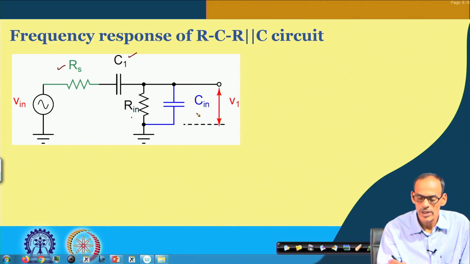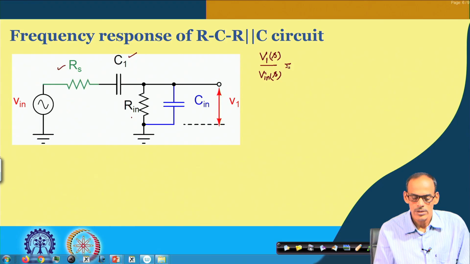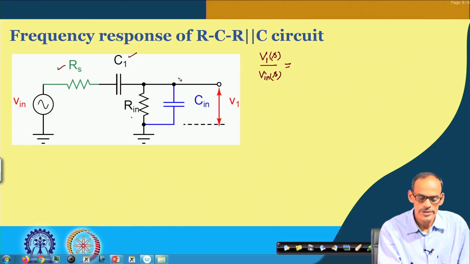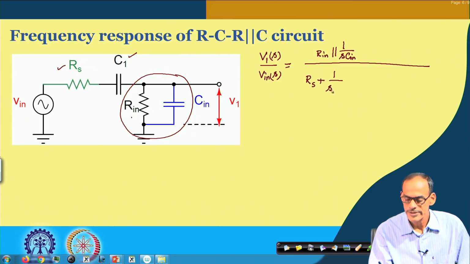Now, to get the frequency response of this circuit, namely in Laplace domain V1(s) divided by V_in(s), we can get the transfer function by considering this impedance, which is R_in in parallel with 1 by sC_in, and then R_S in series with 1 by sC1 plus R_in in parallel with 1 by sC_in.